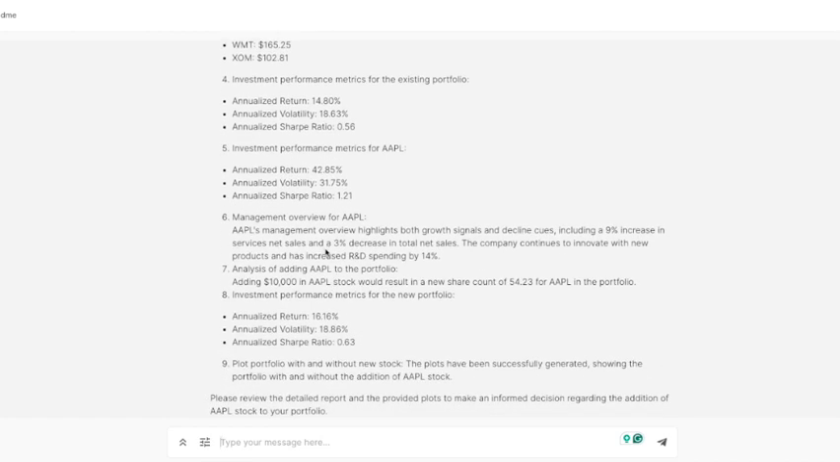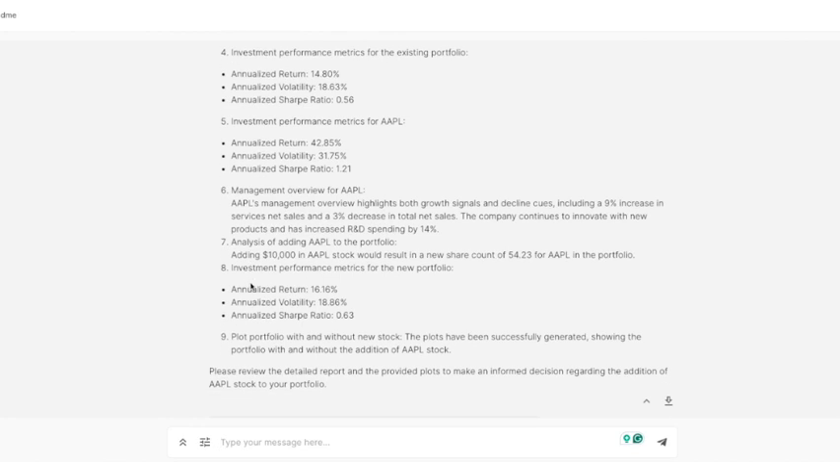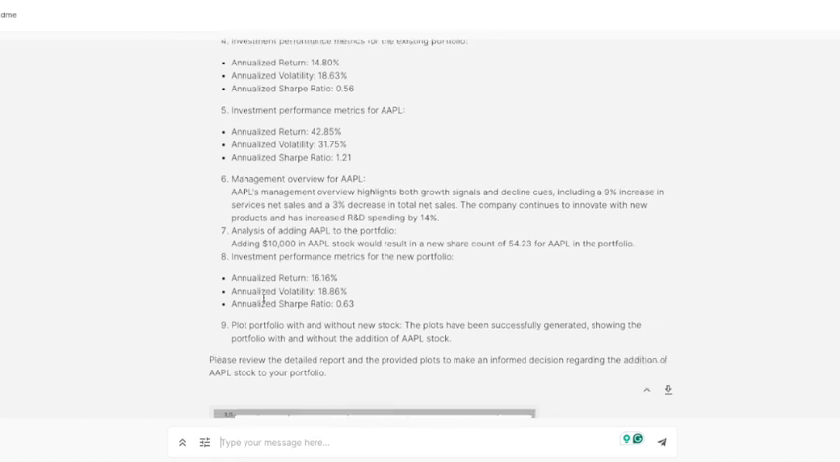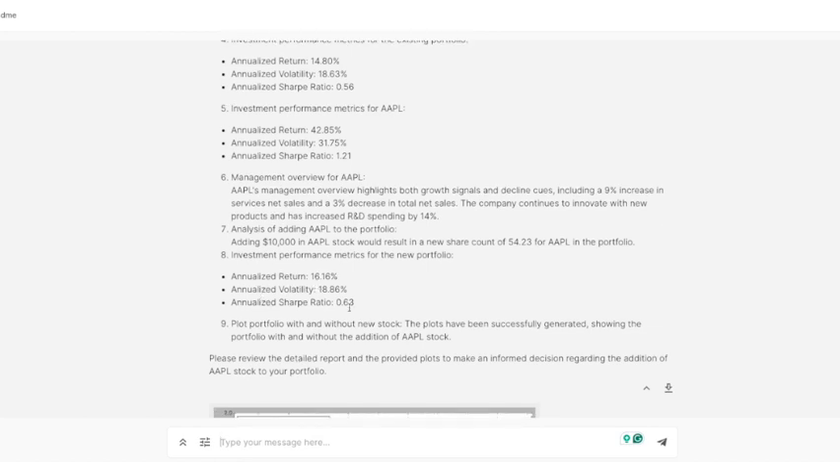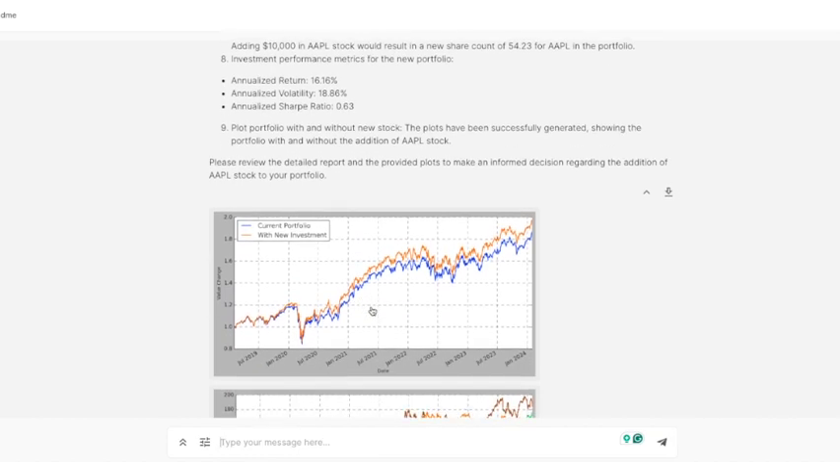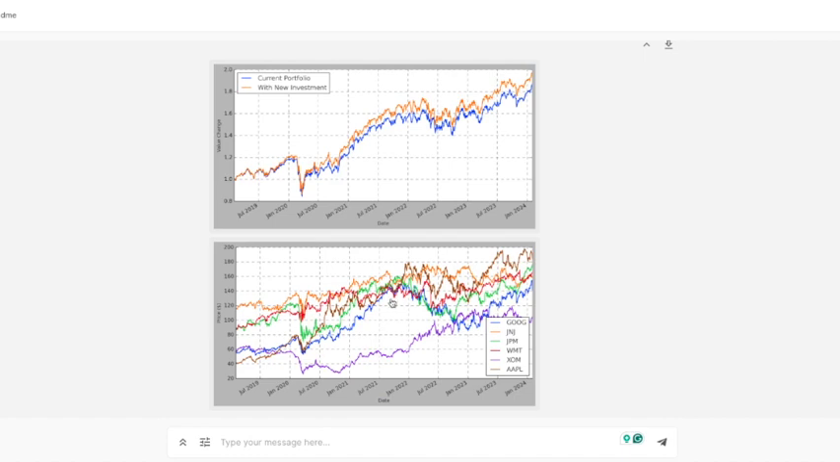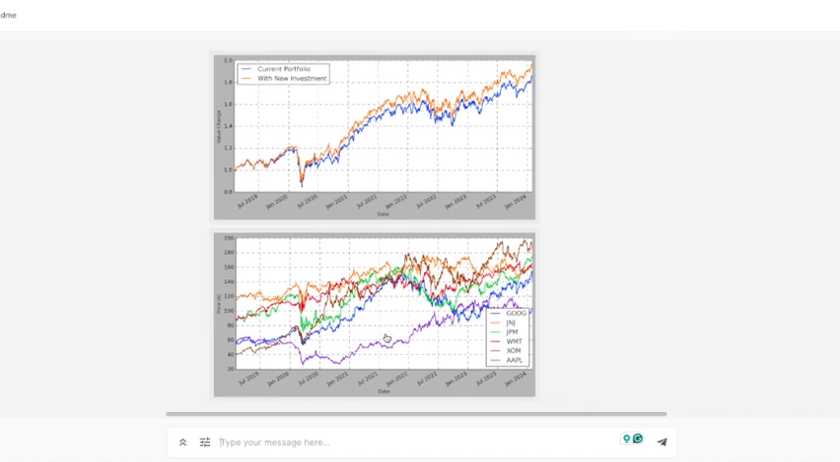One of the things to note here is that from a management overview perspective, net sales actually decreased by 3% for Apple. And adding it to the portfolio essentially increases the return and increases the Sharpe ratio. When I look at the chart, it's clear that the overall portfolio before Apple did well, but once you added Apple, it did even better. And the different stock prices are shown here.